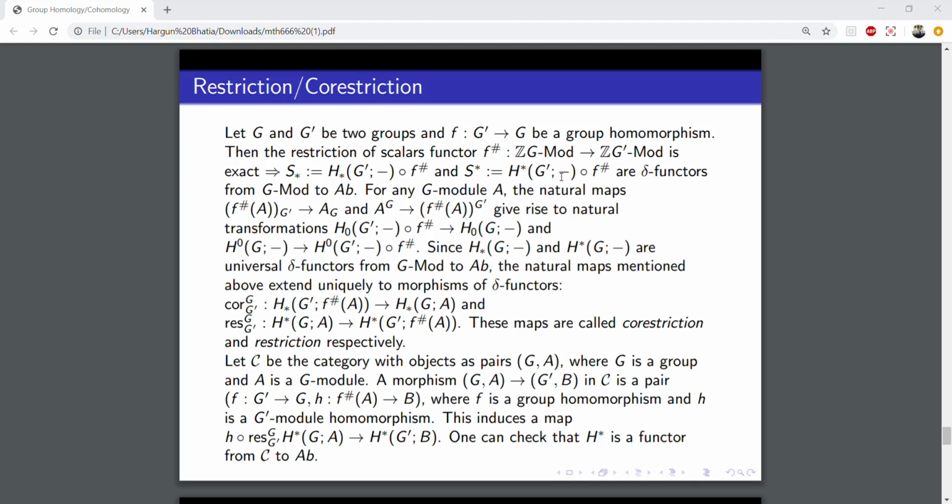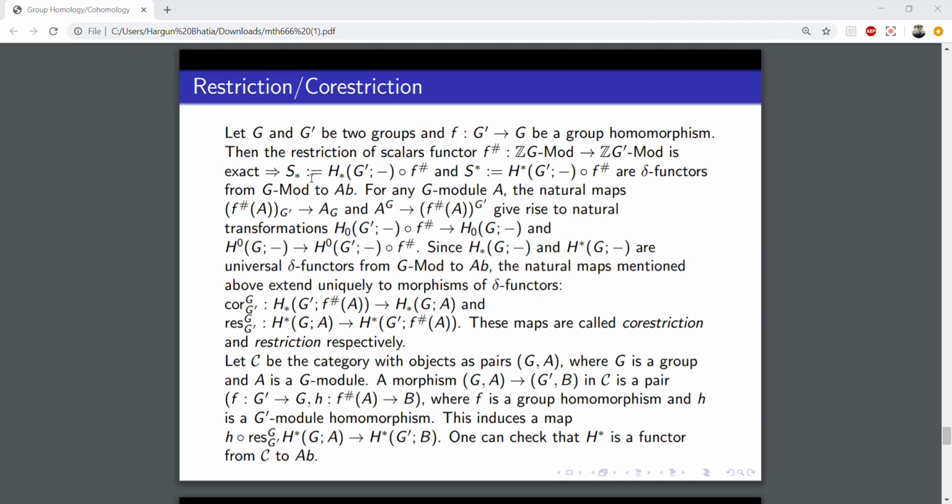These are delta functors. Why? From G mod to abelian groups. So of course this is a functor from G mod to G prime mod, and this is a G prime mod to abelian groups. Why is this a delta functor? Because this is exact. Essentially you need to take any exact sequence in G mod and apply this functor F hash. I still get an exact sequence, and then apply this. These guys are delta functors, so because of that I'll get a long exact sequence with boundary map. So therefore these S star and S star are all delta functors.